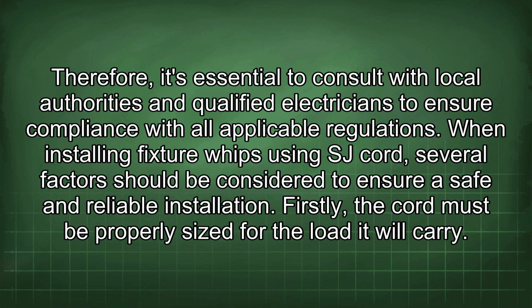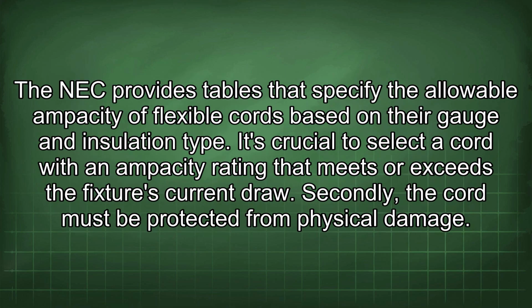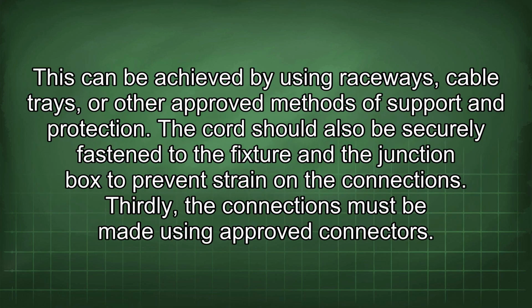When installing fixture whips using SJ cord, several factors should be considered to ensure safe and reliable installation. Firstly, the cord must be properly sized for the load it will carry. The NEC provides tables that specify the allowable ampacity of flexible cords based on their gauge and insulation type. It's crucial to select a cord with an ampacity rating that meets or exceeds the fixture's current draw. Secondly, the cord must be protected from physical damage. This can be achieved by using raceways, cable trays, or other approved methods of support and protection. The cord should also be securely fastened to the fixture and the junction box to prevent strain on the connections.